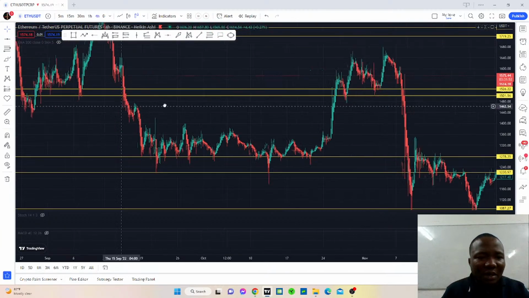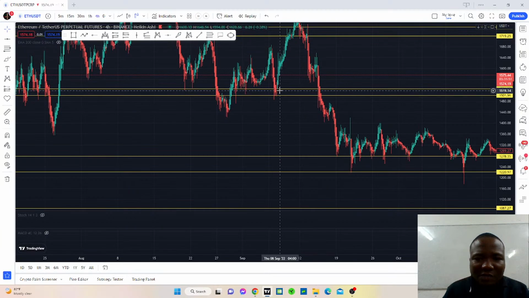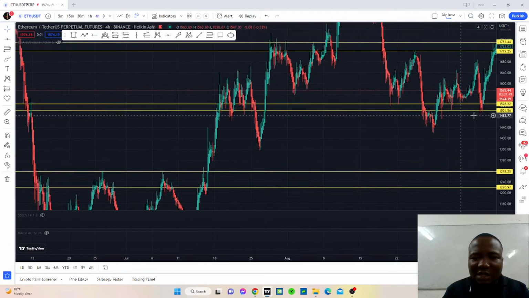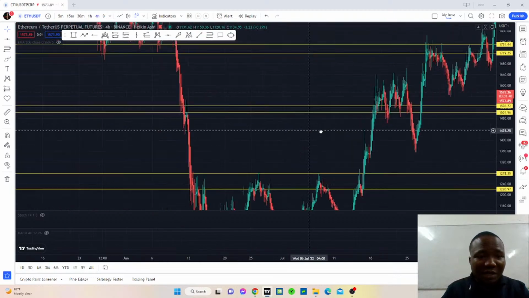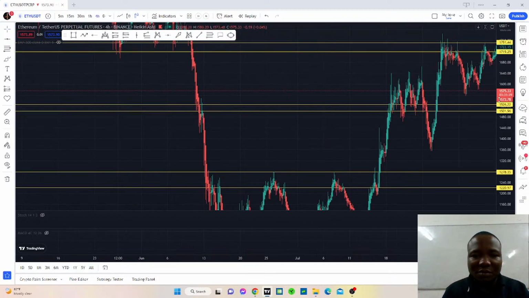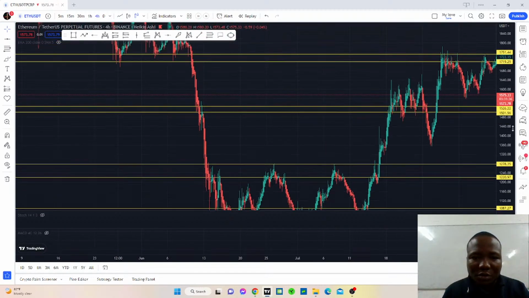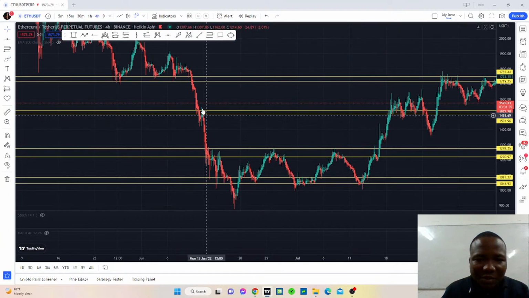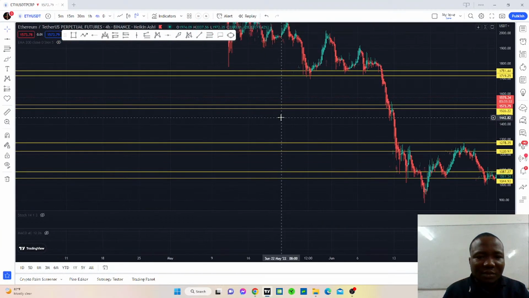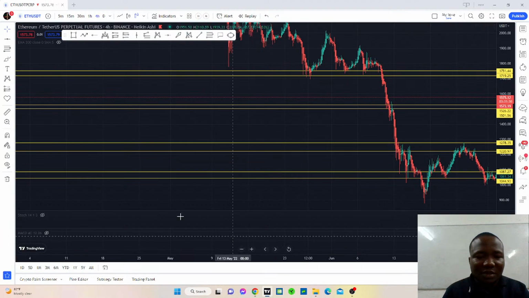This is another point that shows it is valid. This is another point that shows it is valid. This is another point that shows the zone is valid. You can see a lot of valid points. This is another point that shows it is valid. A lot of valid points.